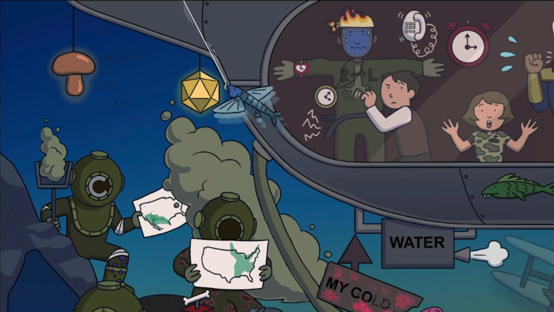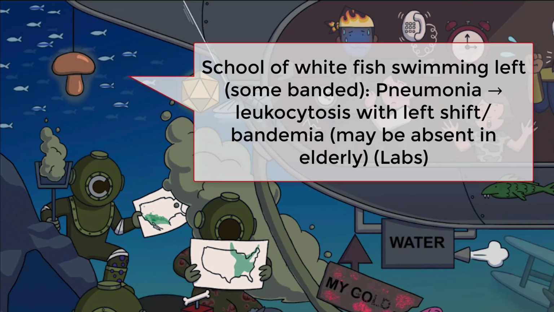All right, let's finish up this expedition with a few pertinent labs. See that leftward swimming school of fish with the occasional banded pattern? On CBC, most patients with pneumonia will have a leukocytosis with a left shift, also called bandemia. Though keep in mind that elderly patients may not manifest the same kind of leukocytosis and fever. They may have mental status changes, though.